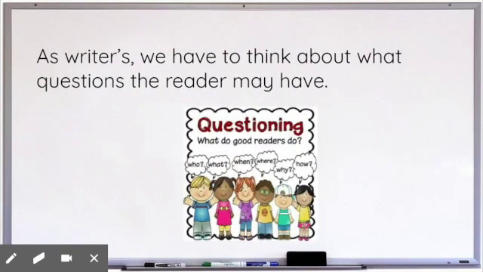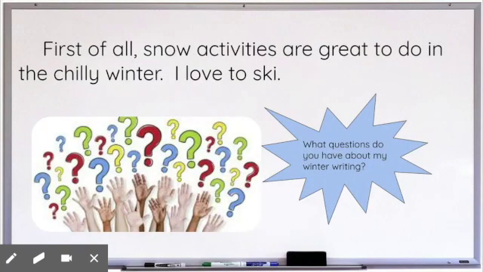One thing we can do is think about the questions the reader may have. Good writers put themselves in the place of the reader, so our writing is clear. By asking questions, we as writers can know what to revise to make our own writing more complete and more interesting. Just like you do in reading, we want to ask questions using those question words we learned about. So, what questions do you have about my winter writing so far? Pause the video and think about 3 questions that you have.